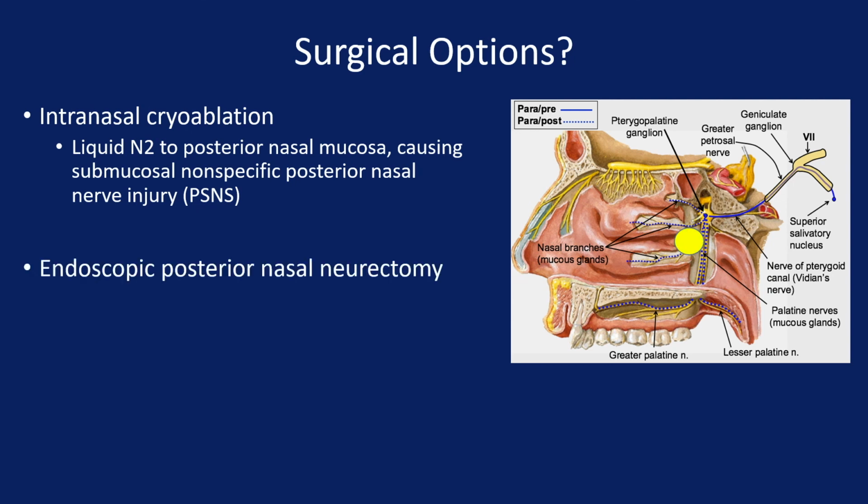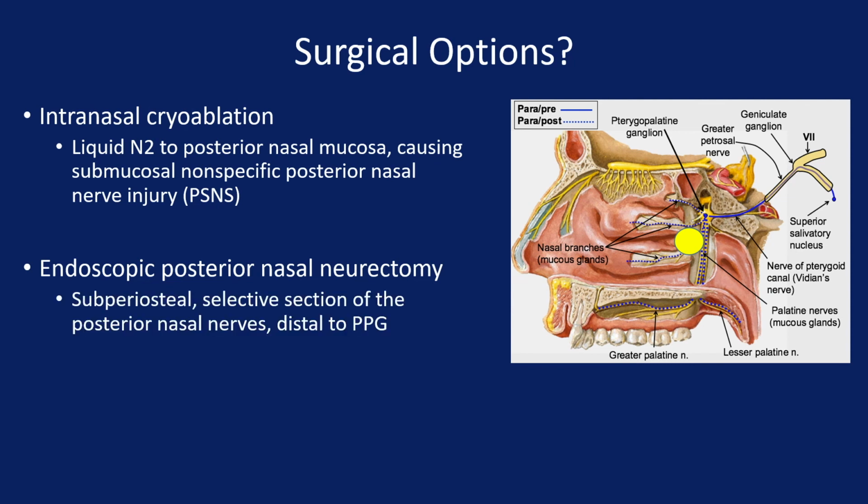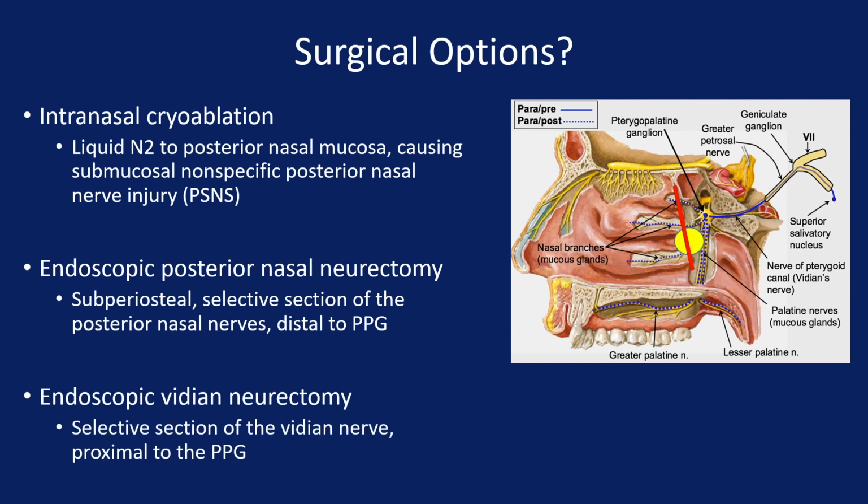That's shown there. You can also do a posterior nasal neurectomy, which is a selective sectioning of those posterior nasal nerves. Or you could do a vidian neurectomy, which is proximal to the pterygopalatine ganglion. I realize you don't have to actually know these things, but it's good to know that there are different degrees of surgical options for patients failing medical therapy.